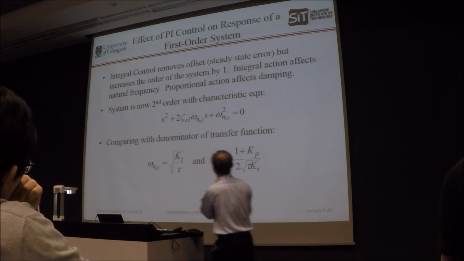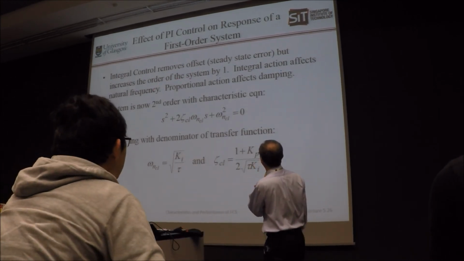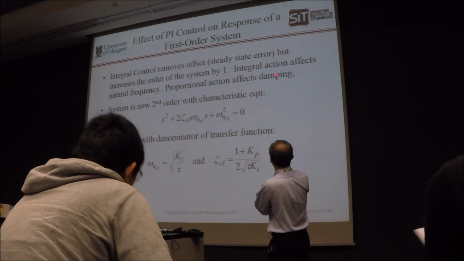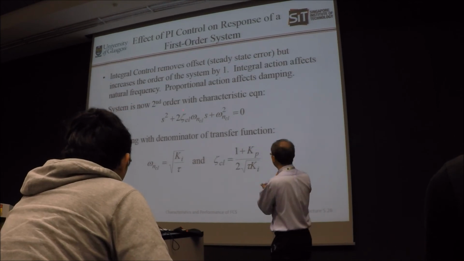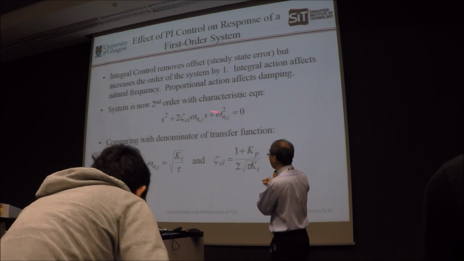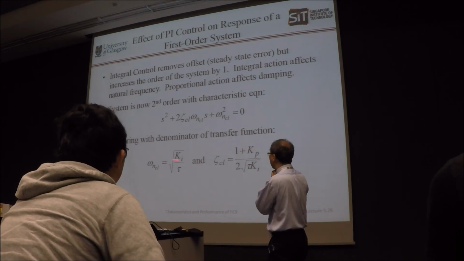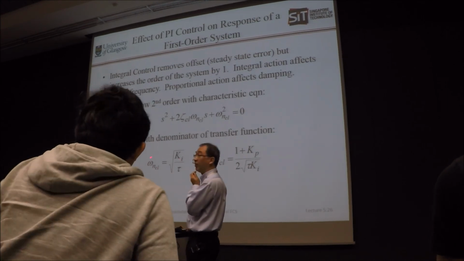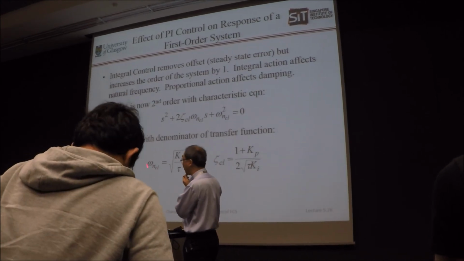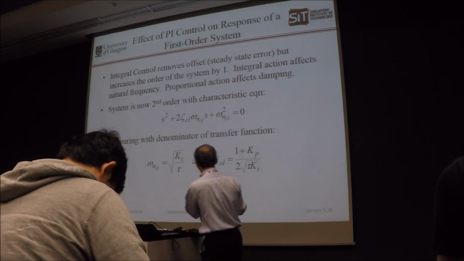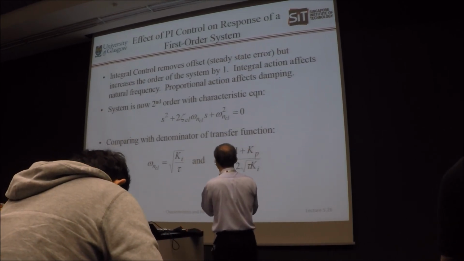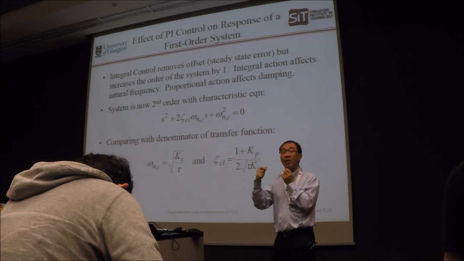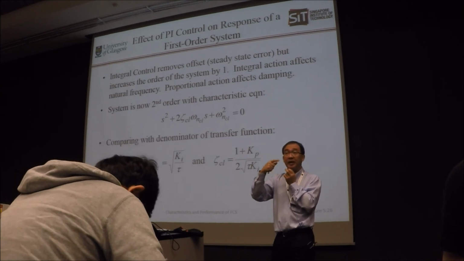Now we see that integral control removes the offset, the steady state error, but increases the order of the system by 1. Integral action affects natural frequency; you can see from the closed loop characteristic equation how the undamped natural frequency for the closed loop is affected. If you have a very high Ki value, you can have a very large closed loop undamped natural frequency. But at the same time, when you move your system into the complex plane, you have a damping ratio that is less than 1.